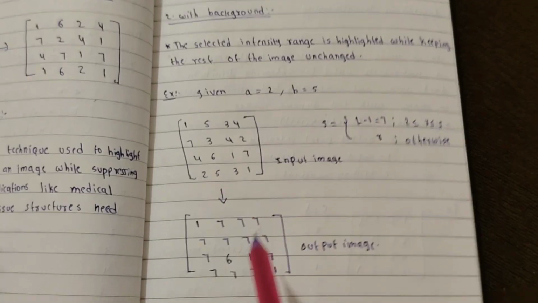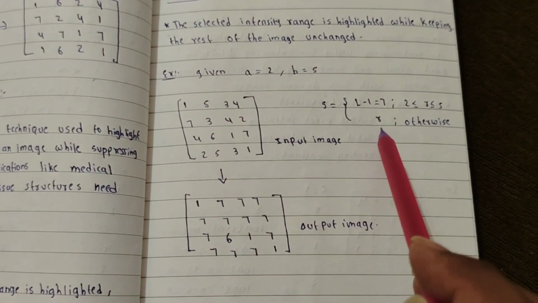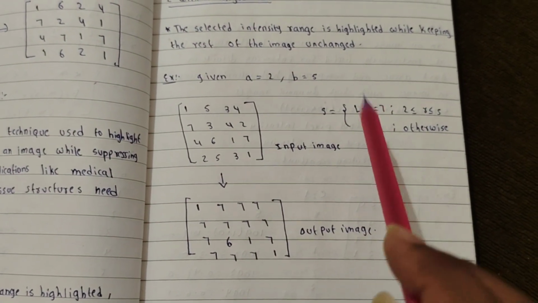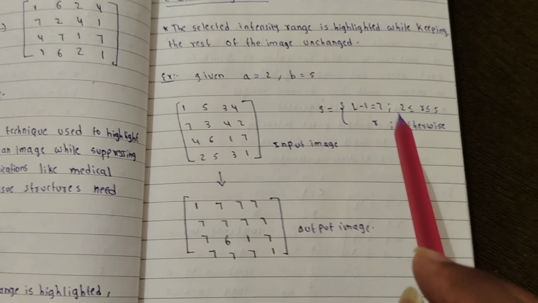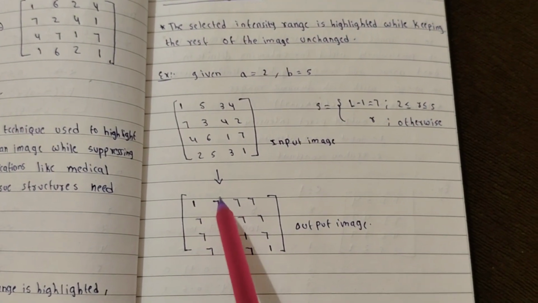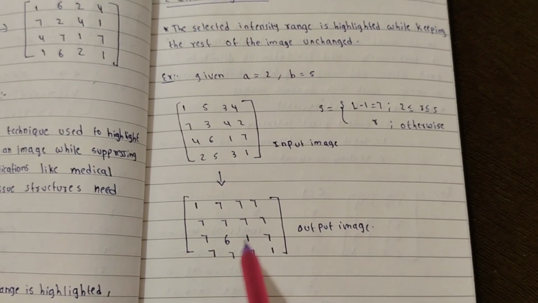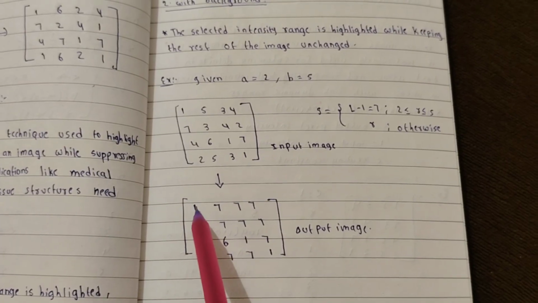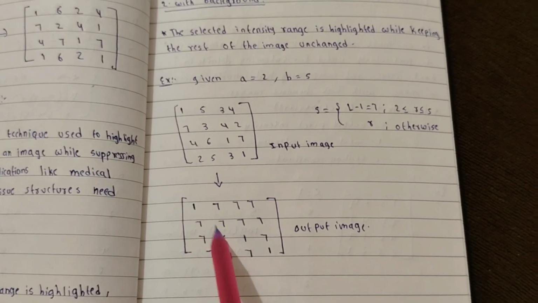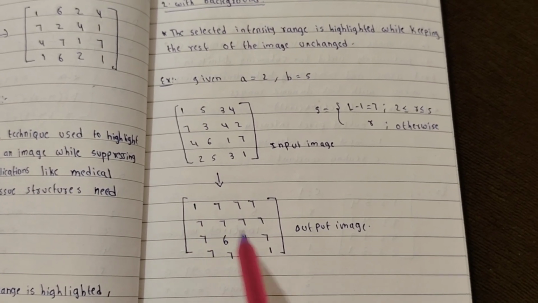The difference between without background and with background is here. Otherwise, we keep it as 0 in without background, and in with background we keep it as r. For example, the remaining values are 1, 6, 1, 1. For without background we keep them as 0. For with background we keep them the same: 1, 6, 1, 1.